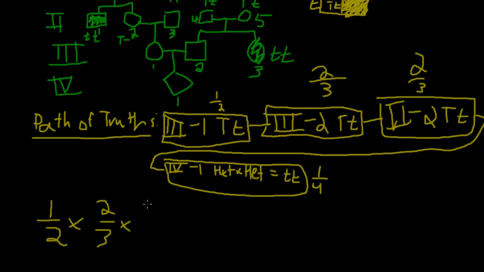1/2 times 2/3 times 2/3 times 1/4. 2 cancels out with 4. This makes 1/18, which is the answer.